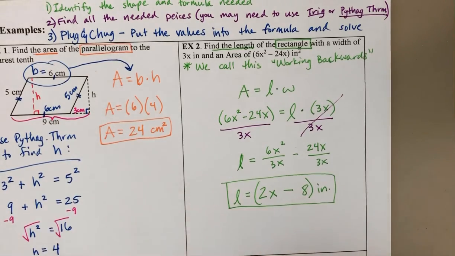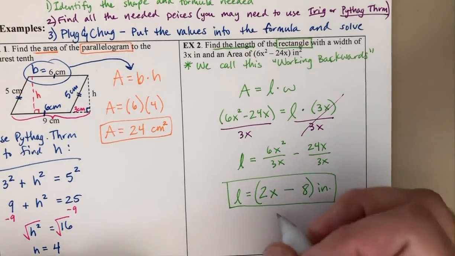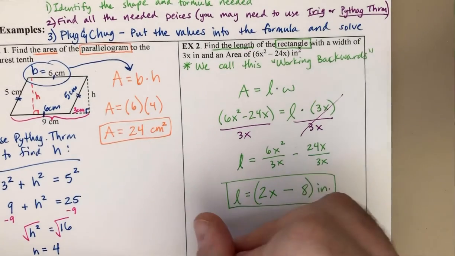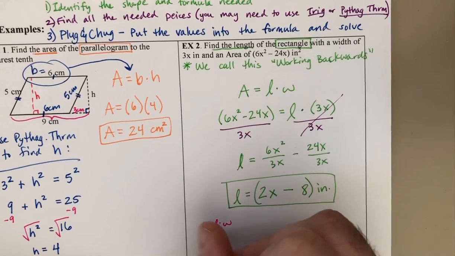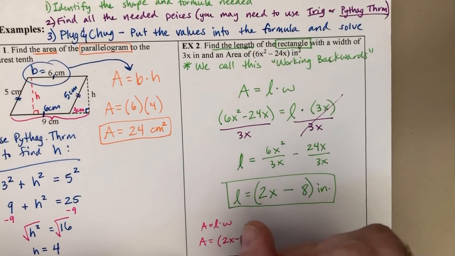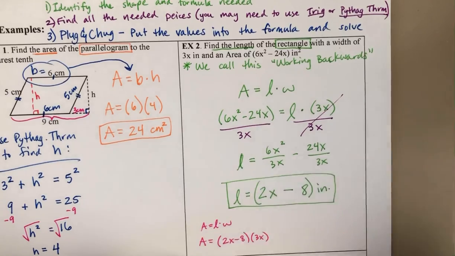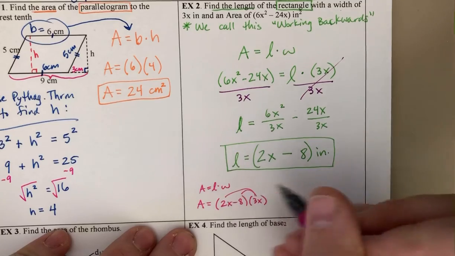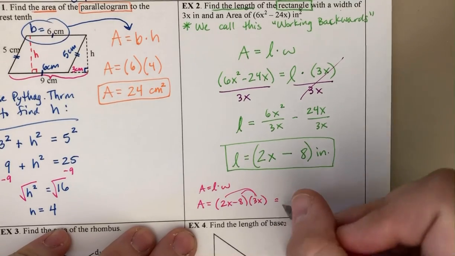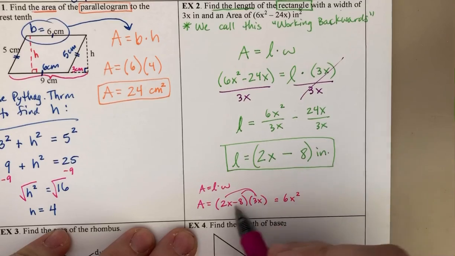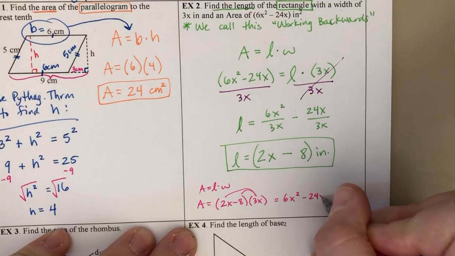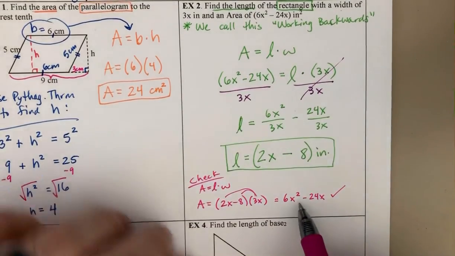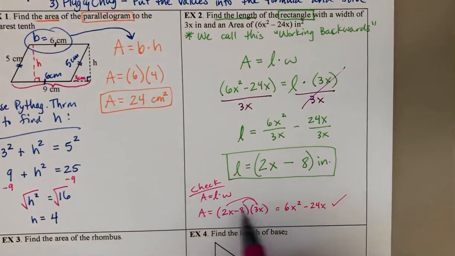Now you can always check your work to see how you did. Real quick, you go back to the area formula. Area is length times width. You just found the length of 2x minus 8, and we had the width that was given of 3x. So if I were to multiply, I would distribute this 3x through and multiply each piece. 3x times 2x is 6x squared. 3x times a minus 8 is a minus 24x. And that's what we had. That was the area that was given at the start. So you can check your work and make sure you did it right.